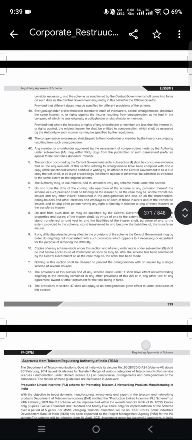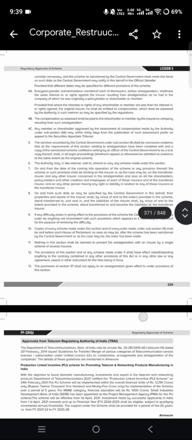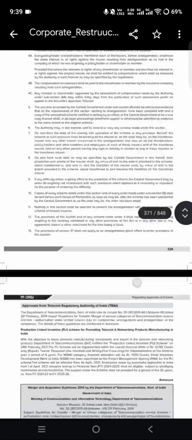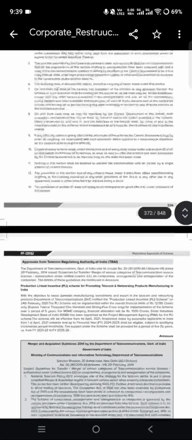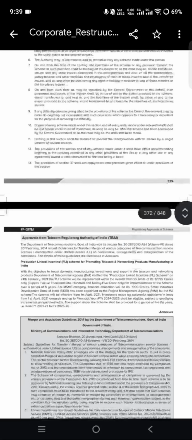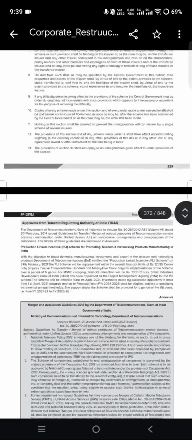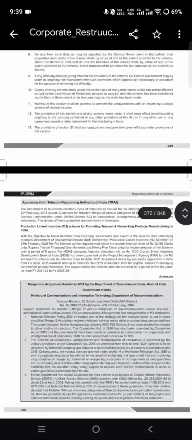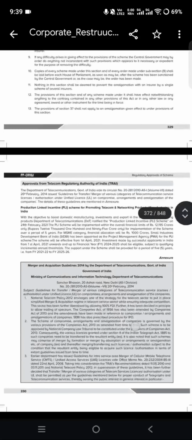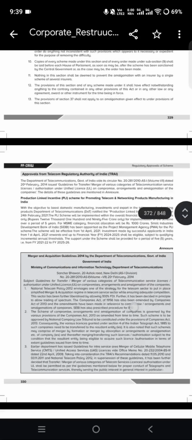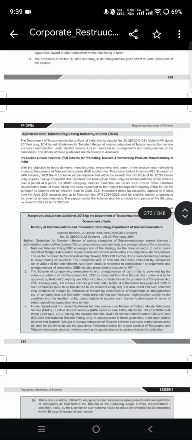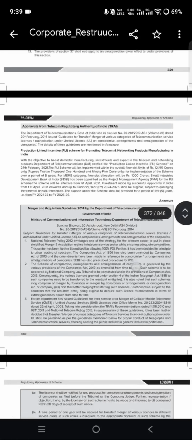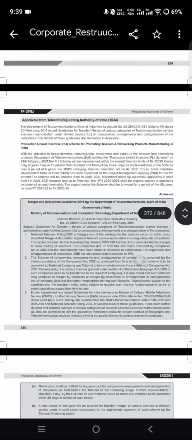The sanction accorded by the CG shall be conclusive evidence that all the requirements of the section relating to the amalgamation have been complied with, and a copy of the sanctioned scheme certified in writing by an officer of the CG to be a true copy thereof shall in all legal proceedings be admitted as evidence to the same extent as the original scheme.